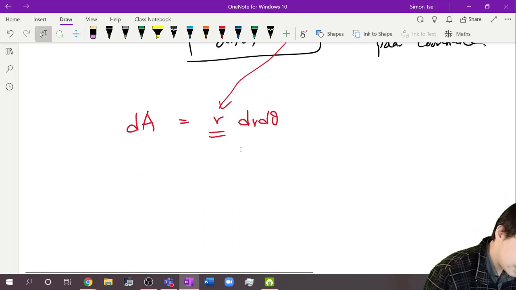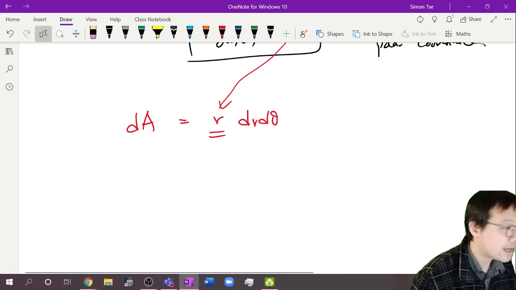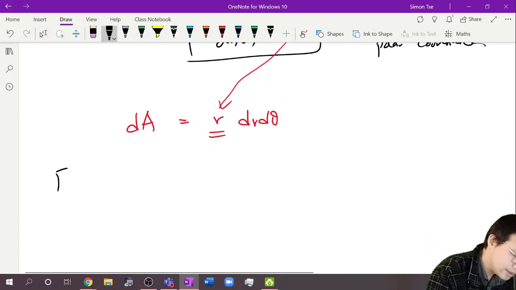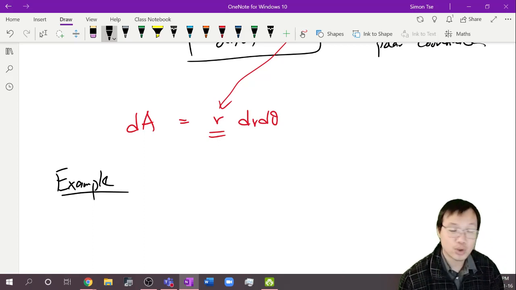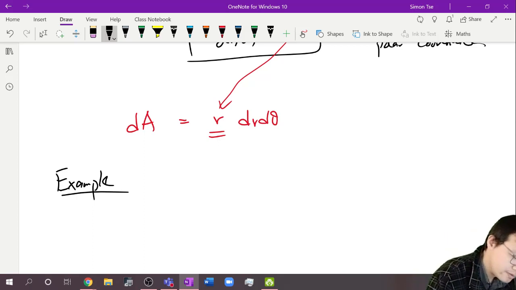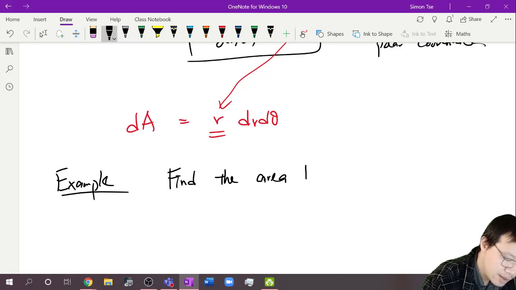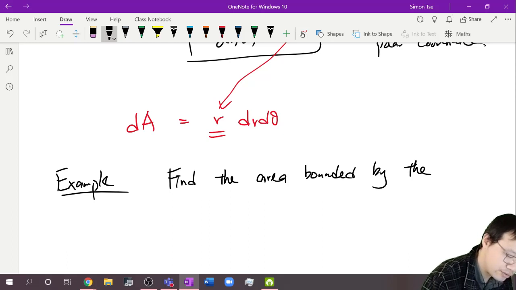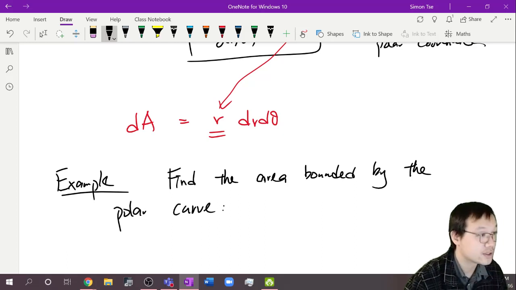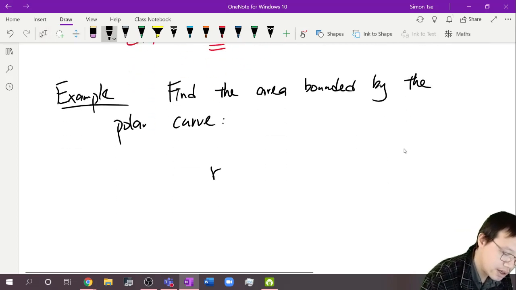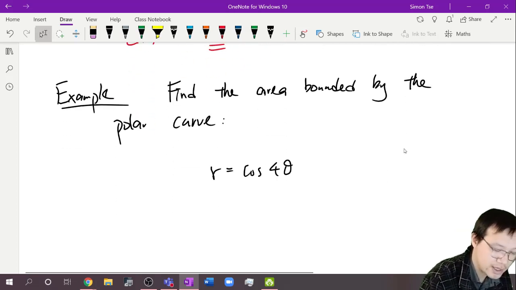So the area of a polar curve. That's the case where this is called for. So find the area bounded by the polar curve. And this polar curve is a very simple equation. r equals cosine 4 theta.